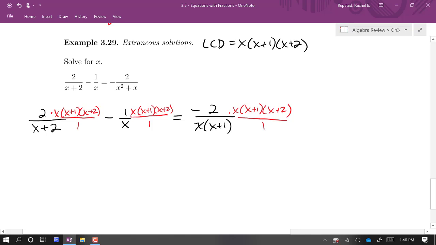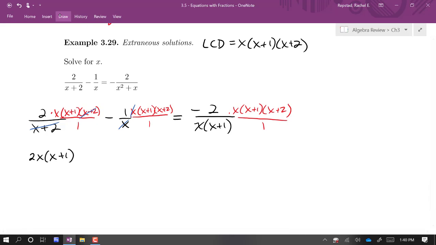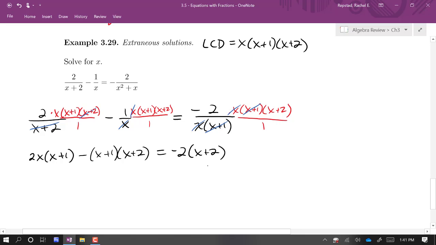So in this first fraction, the x plus 2's cancel. We are left with 2x times x plus 1. In the middle, the x cancels, so we're subtracting the product x plus 1, x plus 2. On the right side of the equation, the x cancels, the x plus 1 cancels, and we're left with negative 2 times x plus 2. Okay, now we need to expand this out and combine like terms.